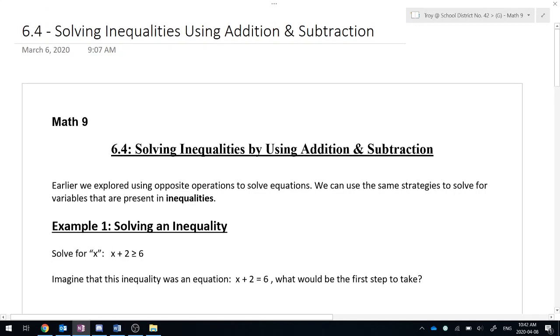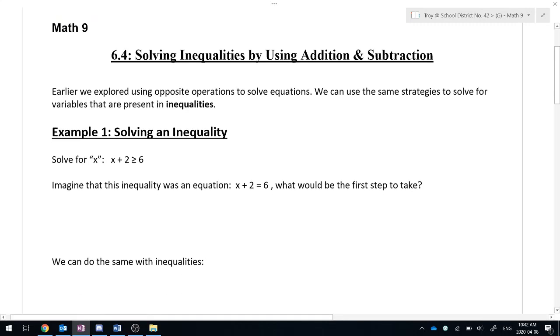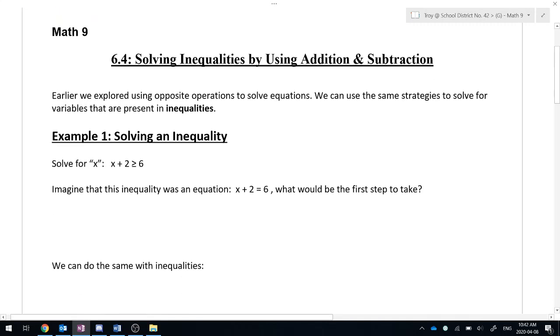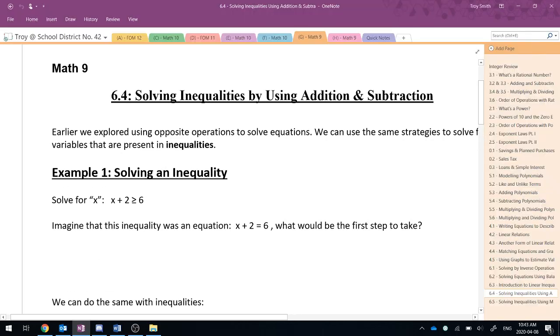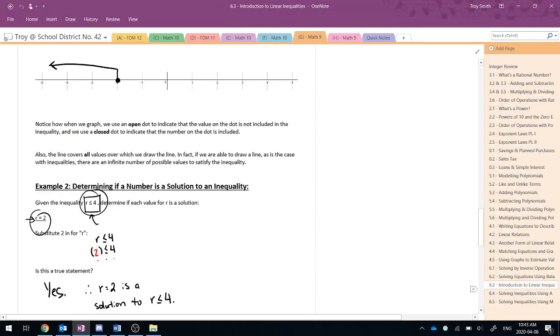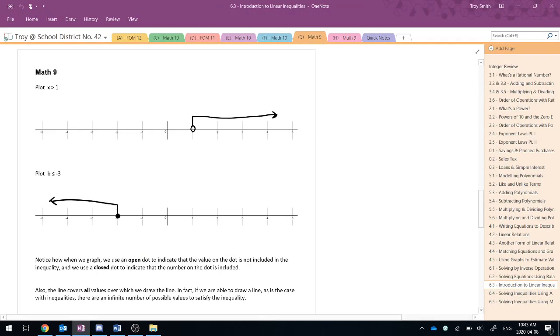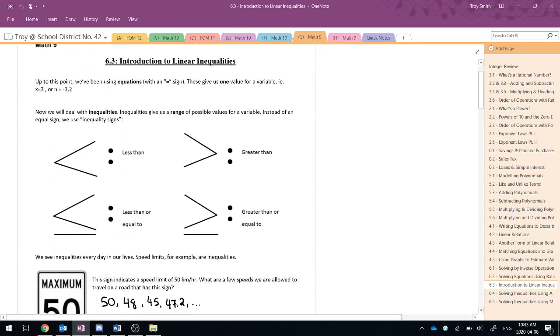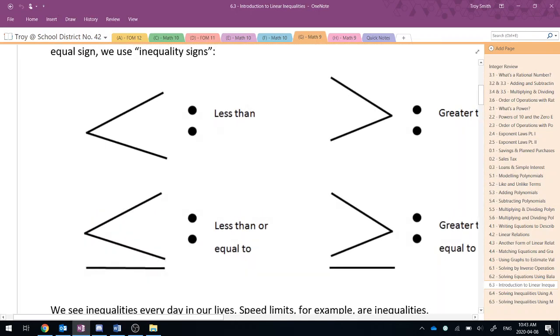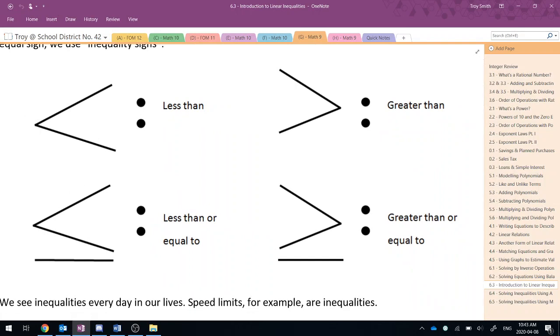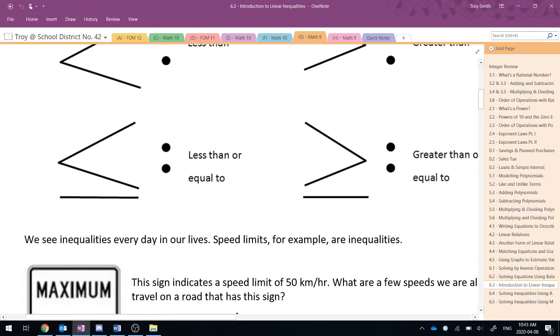Hello everybody. So this week we are going to take a look at section 6.4, which is a continuation of our inequalities that we started to learn about last week. If we do a quick refresher, we learned about inequalities and all these different inequality signs: less than, greater than, less than or equal to, or greater than or equal to.